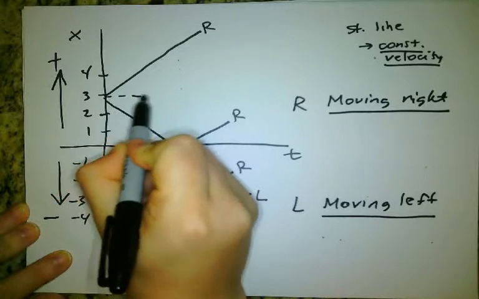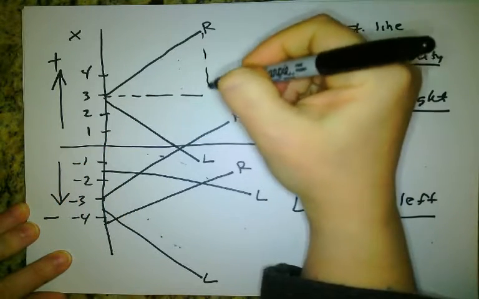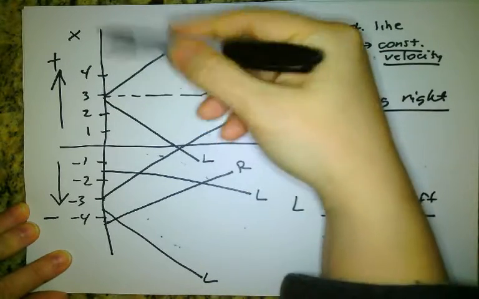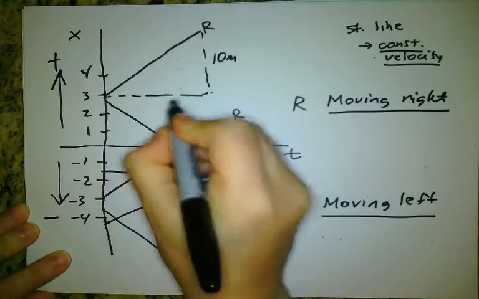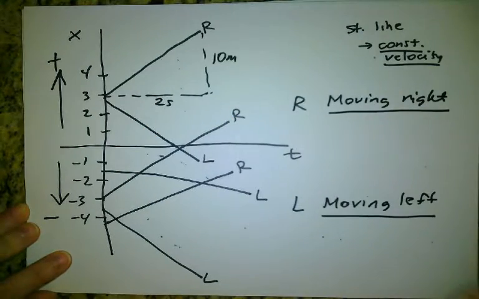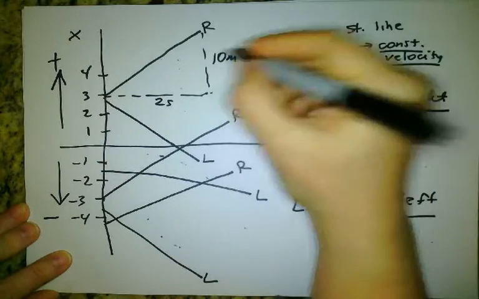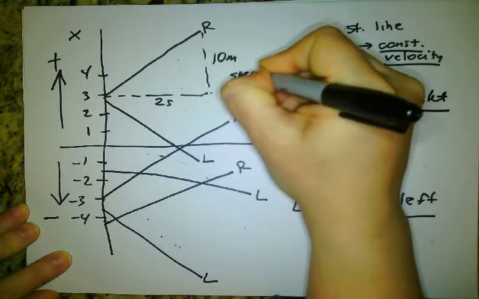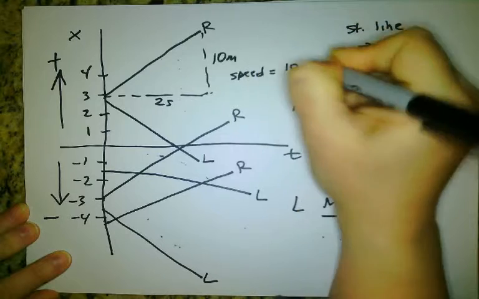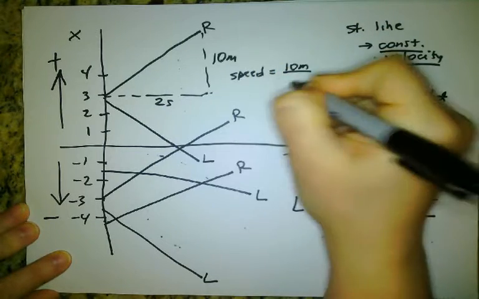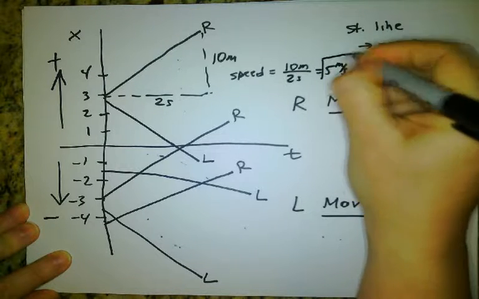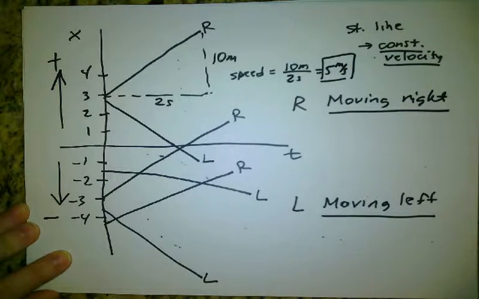And the way you find the value of that velocity is you do the slope. So let's say that this rise was 10 meters, because meters is on the y-axis, and this run is like 2 seconds. Then the slope would be rise over run. So that's the speed value. The speed is 10 meters over 2 seconds, or 5 meters per second. And it's a positive slope, which means it's moving right.